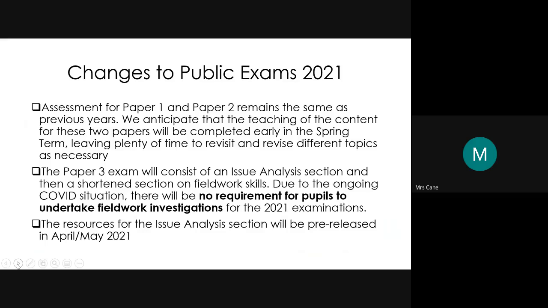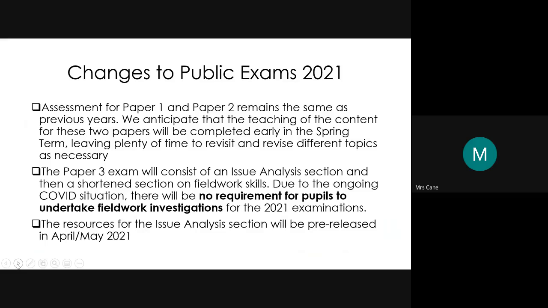However, paper 3 has been shortened to reflect the fact that the students are no longer able to undertake any fieldwork investigations, which would normally have counted towards their overall score in the summer results. So therefore, as this has been removed from the requirements for the exams for summer 2021, the skills that would normally have been developed through the process of the fieldwork will now be taught within the classroom.